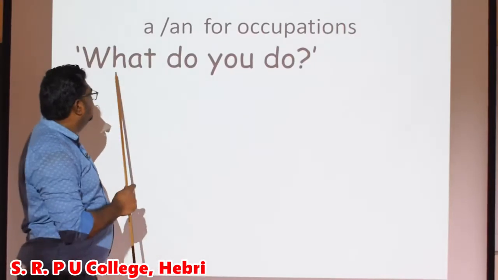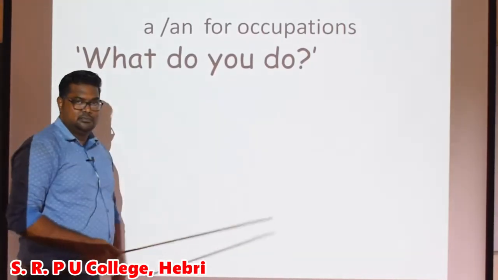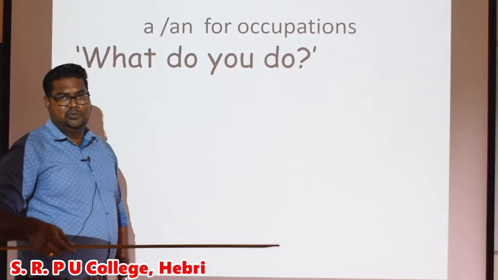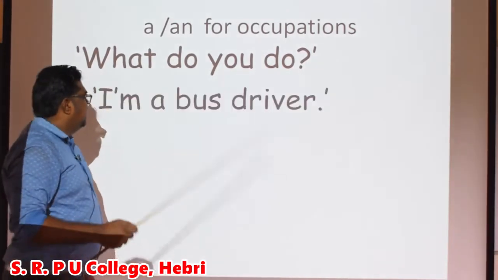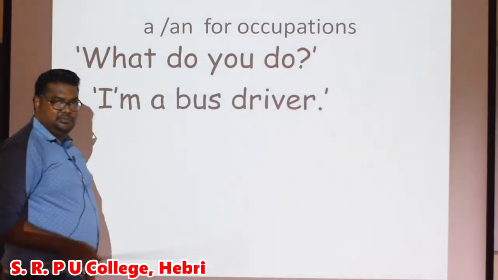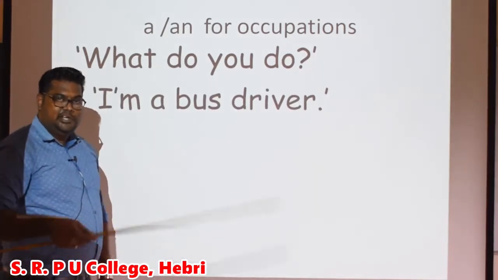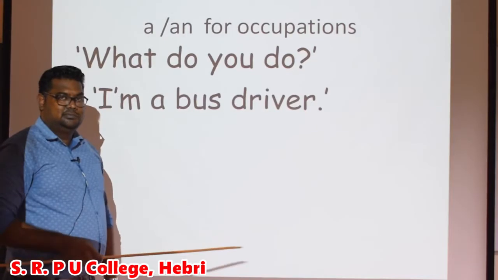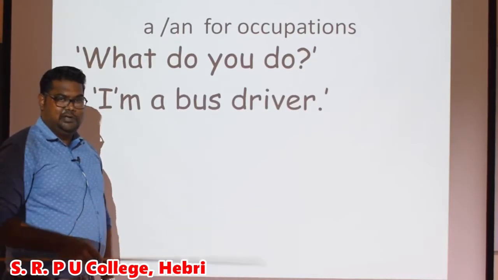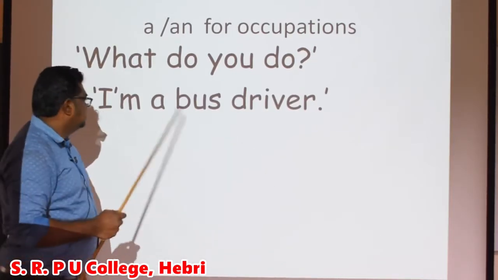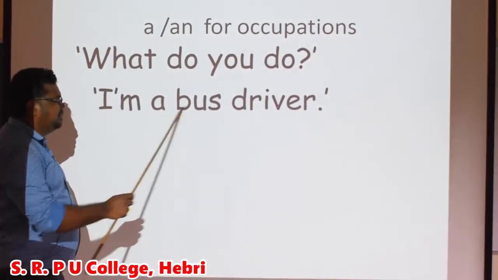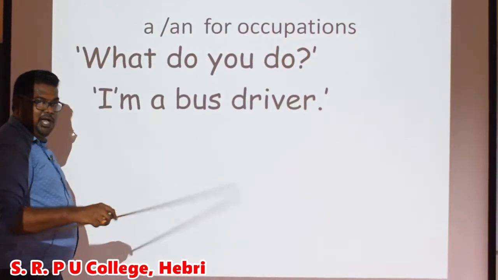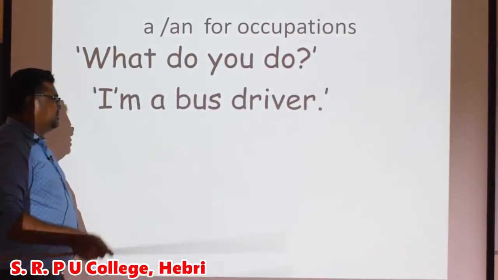For example, what do you do? Right? We might question a person, what do you do? That means what work you do. The answer can be, I am a bus driver, I am a teacher, I am a lawyer. It goes on and on, right? You can mention any profession. So which is the article which is used here? Indefinite article a. I am a bus driver, I am a teacher, I am a politician, etc.